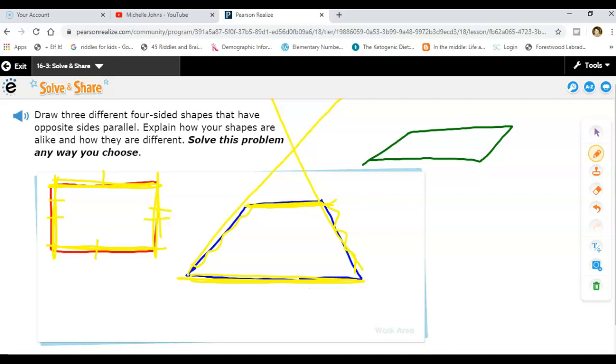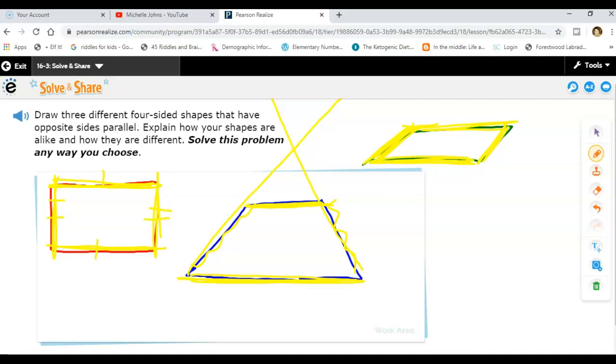And the last shape I drew in green, does anyone know what that shape is called? The special name for that is a parallelogram. Okay, so a parallelogram has these sides parallel, and then these sides parallel.